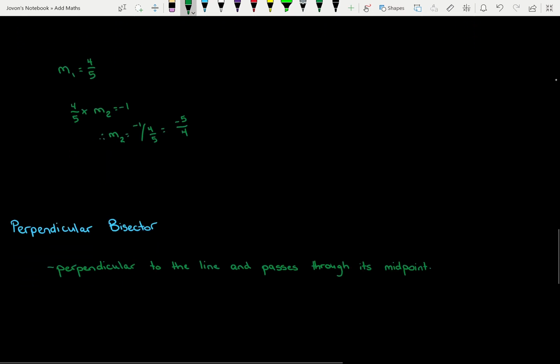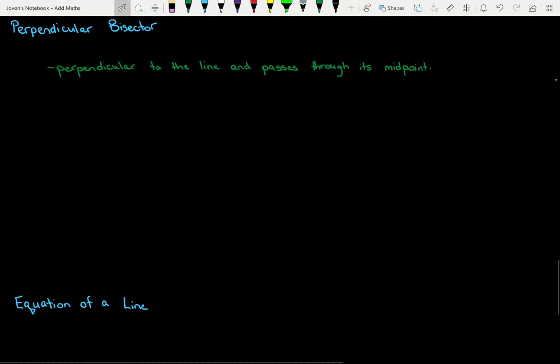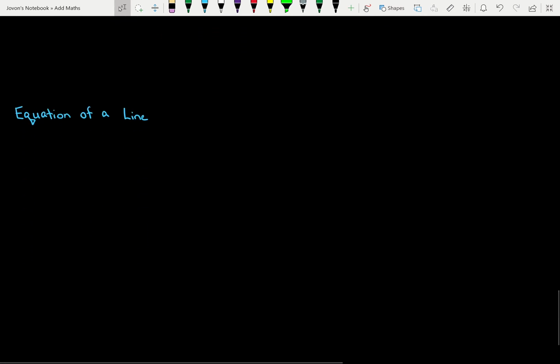Next thing we come to is something called a perpendicular bisector. A perpendicular bisector is a line which is perpendicular and passes through the midpoint. A common question is to find the equation of a perpendicular bisector. Actually, we'll come back to this one just now. Let's do the equation of a line first. The equation of a line is given by y is equal to mx plus c, where m is the gradient of the line, which we mentioned before, the gradient which is also the slope, and c is what we call the y-intercept.